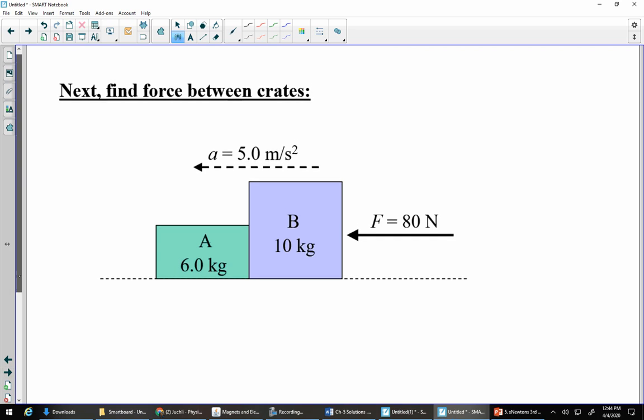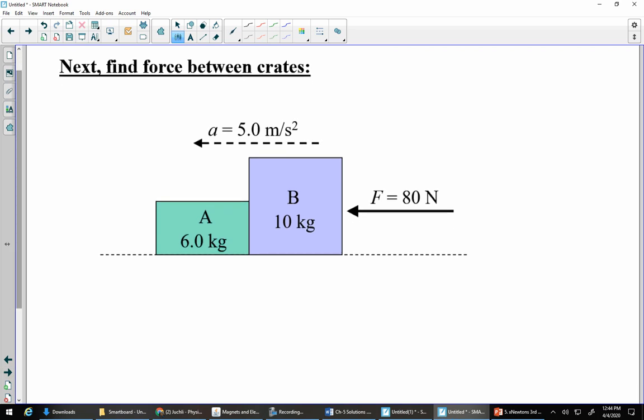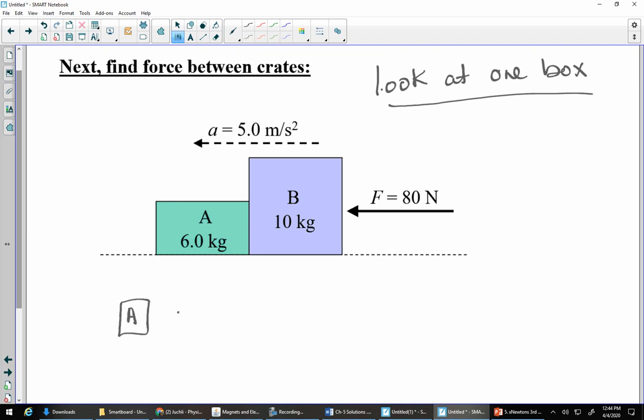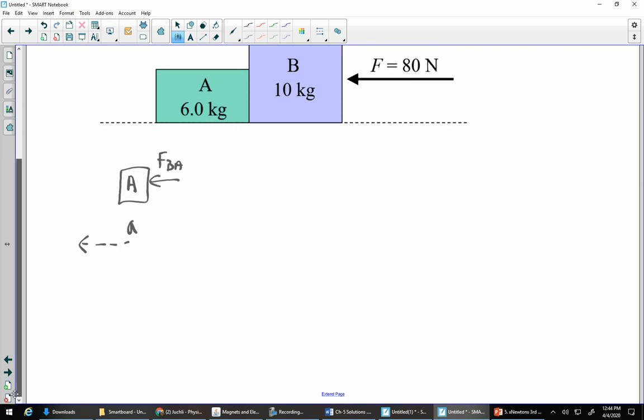Now, if I wanted to look between the boxes, the next step is to look at one box. Honestly, it doesn't matter which box you look at. You could look at A all by itself. So here's box A, and the only force acting on A is B on A. If you know that the net force is mass times acceleration, using just the mass of block A, and you just figured out the acceleration for the whole system, which is the same, you can figure out the net force, and you know that the net force is just the force of B on A.